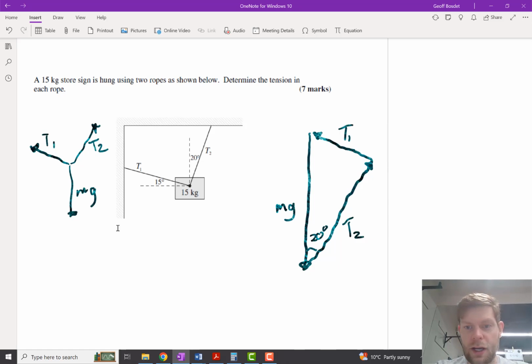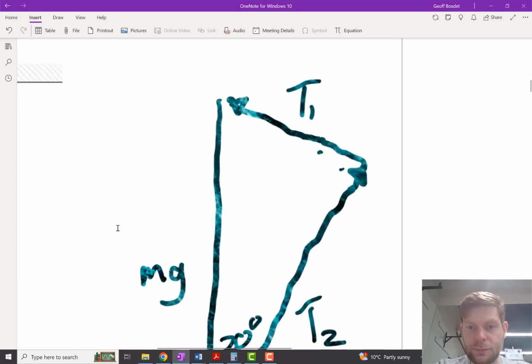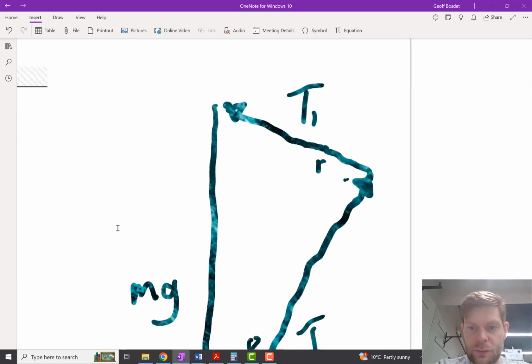Now, I know that this angle is 15 degrees. Sorry, that's pretty garbage, but this angle is 15 degrees right there with the horizontal. I also know if I drew another horizontal here, due to alternate interior angles, I've got something that looks like a Z. This would also be 15 degrees.